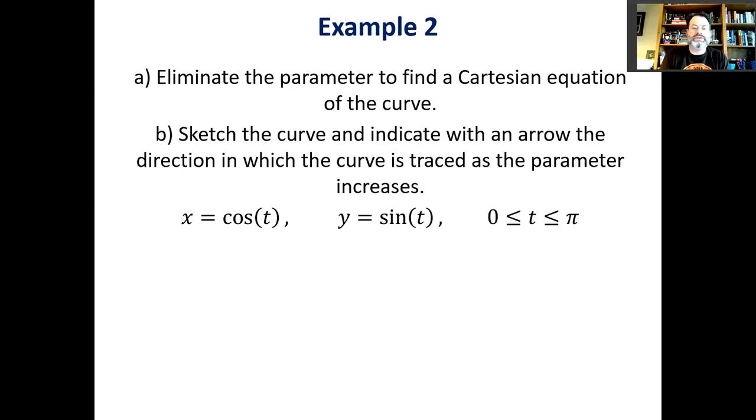All right, so we're going to eliminate the parameter to find the Cartesian equation of the curve here. And then we're going to sketch the curve and indicate with an arrow the direction in which the curve is traced as the parameter increases. So first thing I'm going to do is graph these first. I recommend you graph these first, because if this is a common type of graph, it gives you some idea how you should approach the problem.